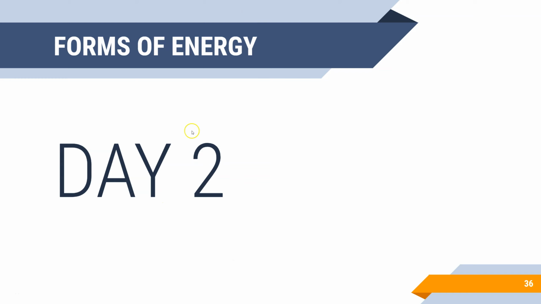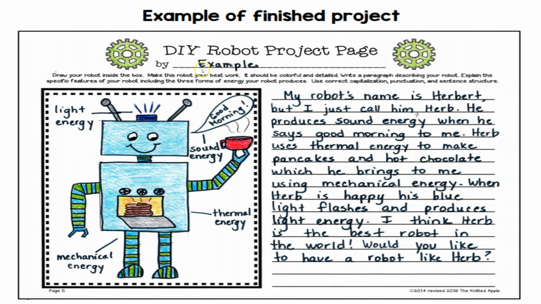Alright, day 2, forms of energy. Today's going to be a nice short video because you're actually going to be working on a project today. It's called the Energy Robot Creation Project, and kids really like this because you get to be very creative because you're actually going to create your own robot that uses some of the forms of energy that we have been talking about yesterday. So here's an example of a finished project.